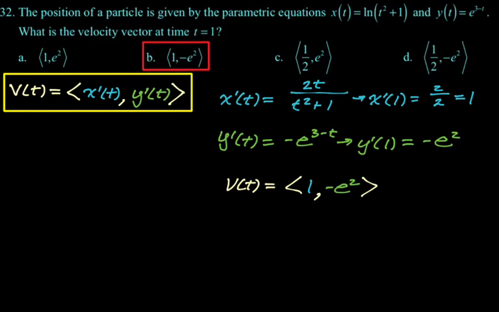So there we go. All right, let's take a look. Just to be clear, that is not v of t. V of t is not universally 1 comma negative e squared. V of t would vary. It would have t's in it. This is v of 1.